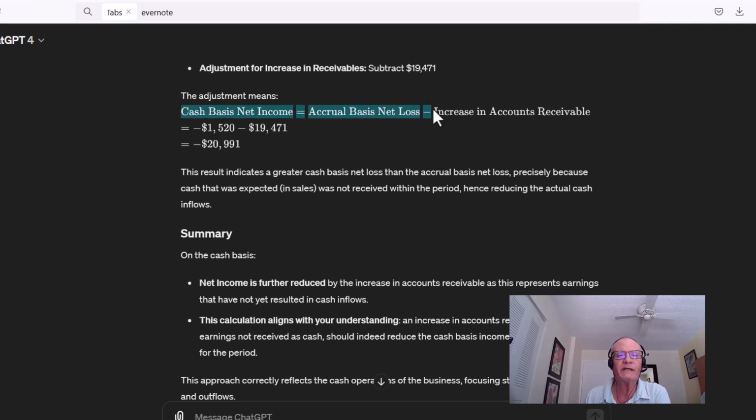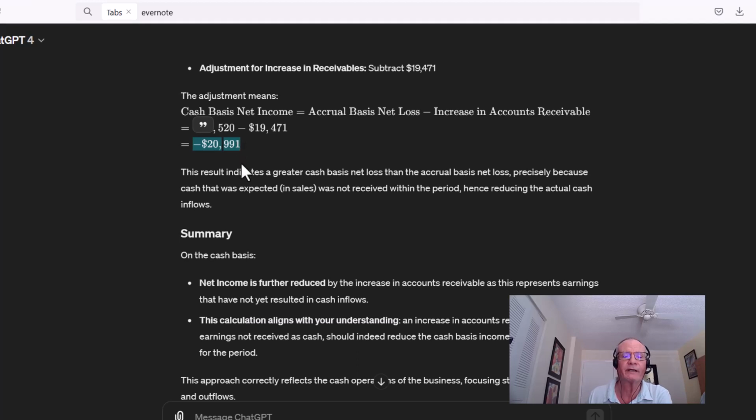The cash basis net income, and you notice they're clearer this time. They're not talking about adjusted income and all that. They're saying the cash basis net income is equal to the accrual basis net loss, that was the $1,520 net loss, minus the increase in accounts receivable. Now they've got it right. And here they walk you through it. So that's the accrual basis net loss minus the increase in accounts receivable gives us the cash basis loss.